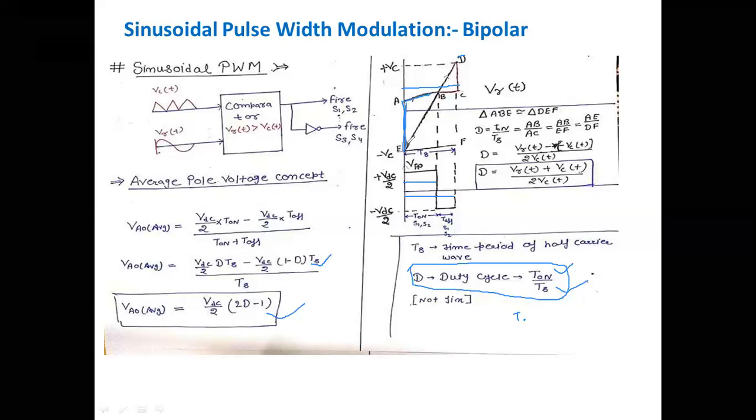So AE, what can I write? This is your reference signal and this is your carrier signal. Okay? And this carrier signal is in negative. So what I can write is the reference signal minus of minus VCT. This is your AE, because this is your AE. You can also see it here inside the waveform.